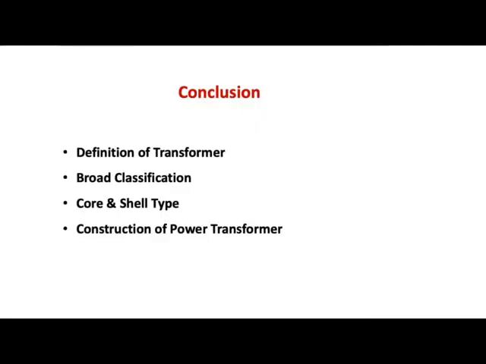So today we have discussed the definition of the transformer, broad classification, core and shell type of transformers that is broadly used as a classifier, and the construction of the power transformer, which is normally seen in any nearby locality where you stay.